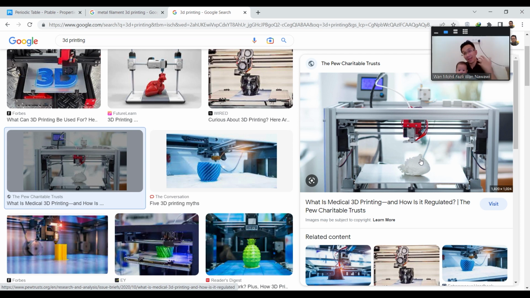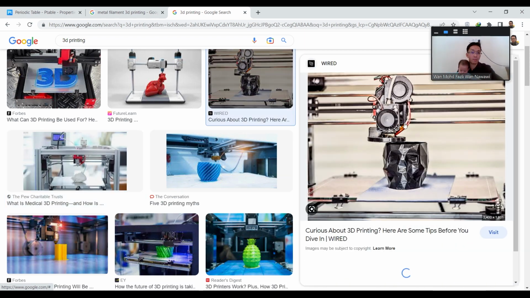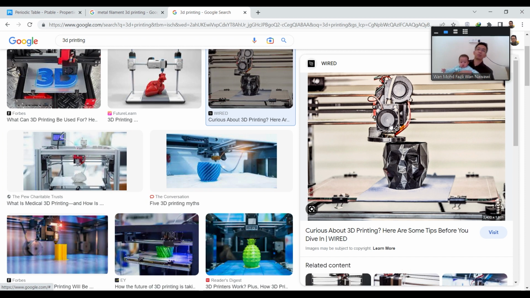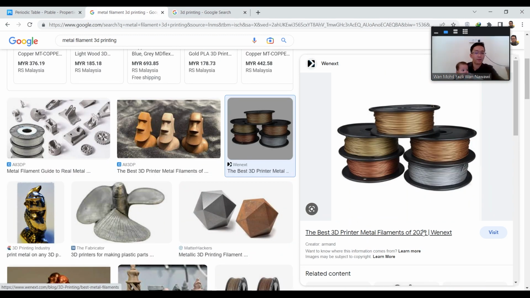So when you want to melt a metal, metal can be melted, but you need very high temperature. You need around 1000 plus Celsius in order to melt it. But the common 3D printer, the maximum it can go is around 300 Celsius. That is the domestic 3D printer that you can see all around you nowadays. The maximum temperature it can melt is 300 Celsius, not enough to melt a metal. So now the question: if this is the best 3D printer metal filament, how do they melt the metal itself? Because metal cannot be melted at 300 Celsius.